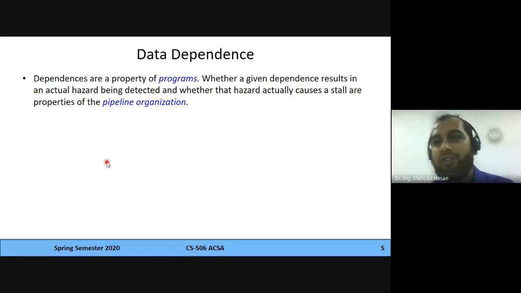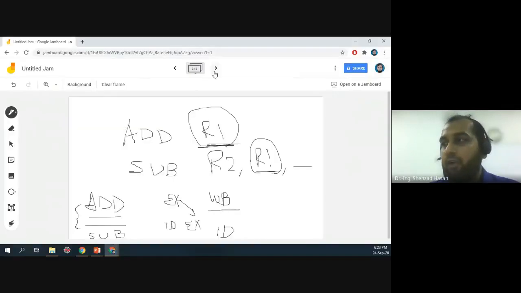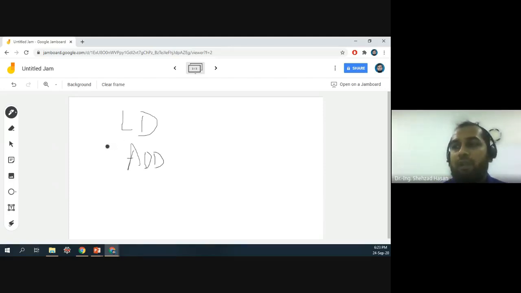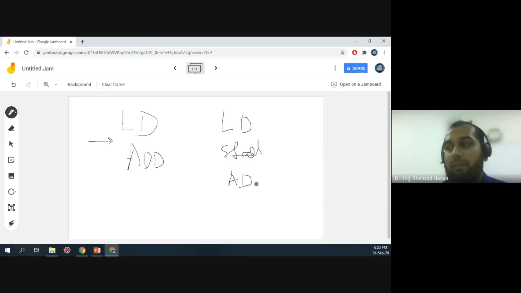So even with load use hazard, in the 5-stage pipeline that we discussed, a load use hazard is still going to result in a stall even with forwarding. So there should be a stall cycle between these two instructions. You have to leave one cycle empty, so load, and then there should be a stall, and add.